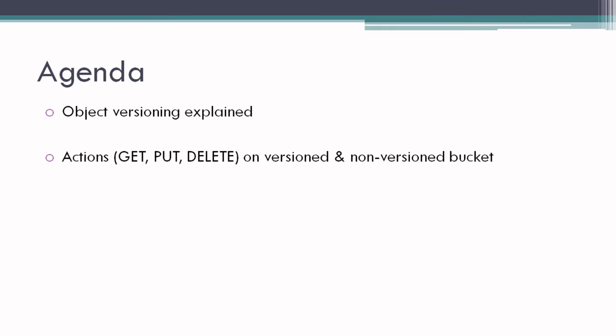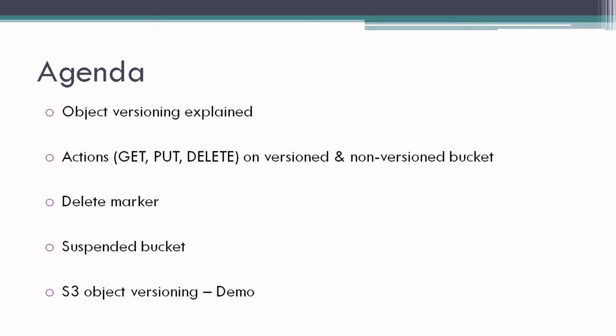First we will see what is object versioning, the basic theoretical concept, and then we will see different actions like get, put, delete on version and non-version bucket. Then we will see what is delete marker, what is suspended bucket, and at the end we will have a hands-on demo regarding S3 object versioning.